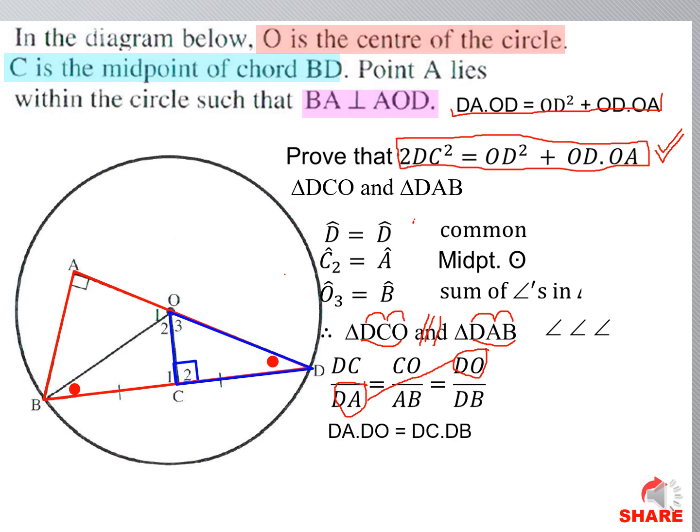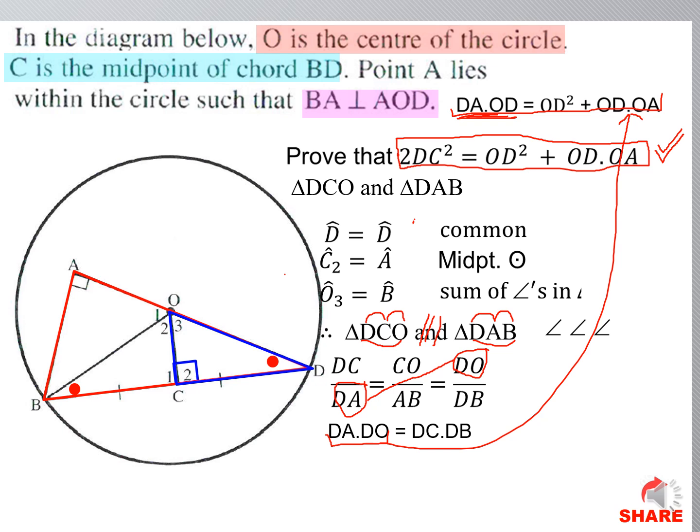Now what we need to do is to just make sure that this expression here is exactly the same as the one that has been given. So from the information provided, the question says DA times DO, which is what I have here, DA times DO. It is equal to OD squared plus OD times OA. What it means is that in this space I can remove that expression DA times DO and replace it with OD squared plus OD times OA because the two are the same.